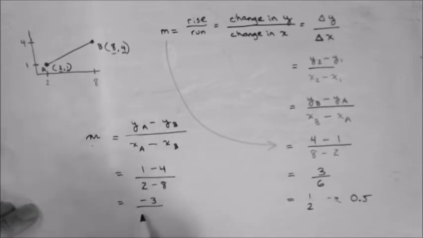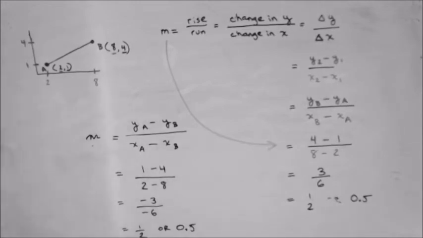2 minus 8 is negative 6. You can't have 2 negatives, then they cancel out, which equals 1/2 or 0.5. Exact same answer. So it does not matter which point you consider point 1 or point 2, as long as you're consistent in the numerator and in the denominator.